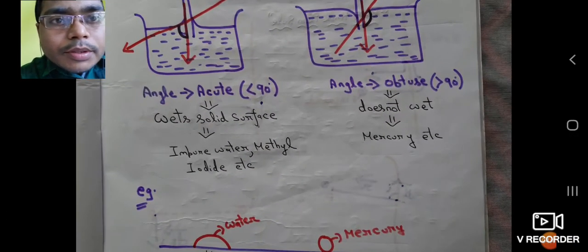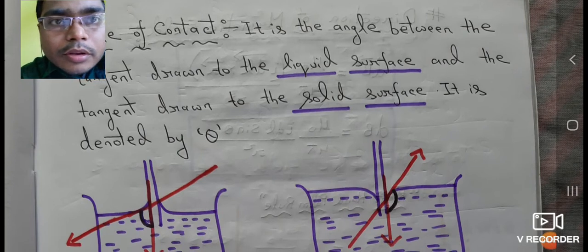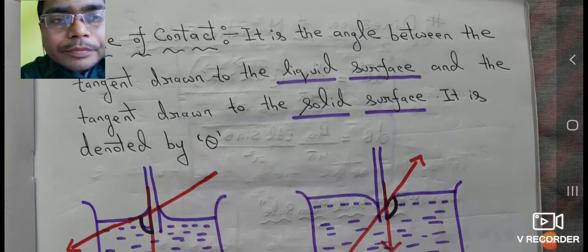Our next topic is angle of contact. What do we understand by angle of contact? We have seen that in many cases, when we immerse an object in a liquid, sometimes the liquid wets the surface and sometimes it does not. Under which condition it will wet and under which it will not depends upon the angle of contact.